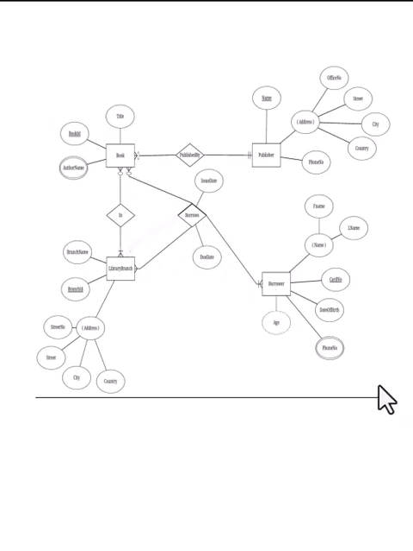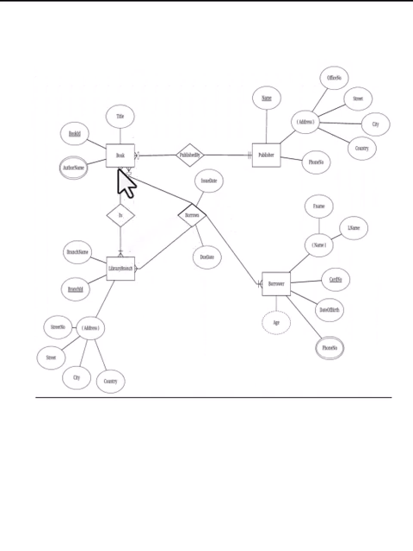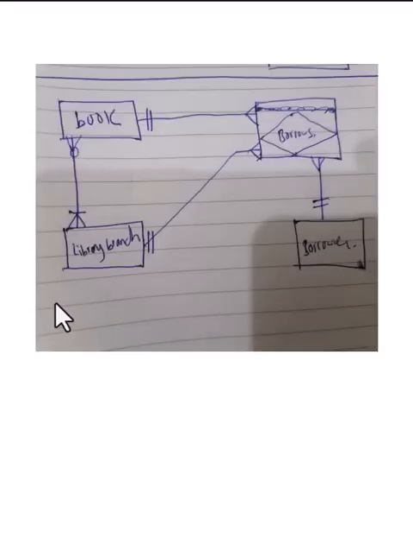So let's solve this example. First we will convert this ternary relation into an associative entity. In our previous lecture I explained in detail what an associative entity is. So this is an associative entity which is producing association among these three entities. So borrows is the associative entity, in association with borrower, library branch and book, and the book has a binary relation with branch also. This is many to many.